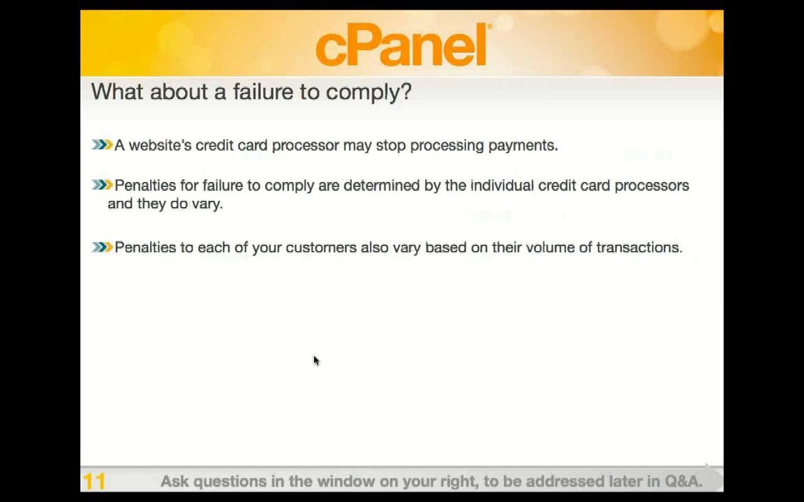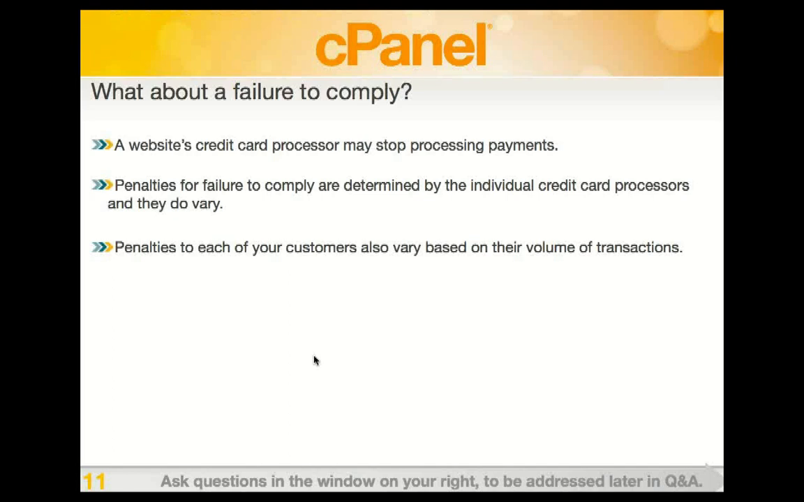So, what about a failure to comply? If you run an e-commerce website and you fail PCI compliance, your website's credit card processor may just stop processing payments. And if you're relying on that for your business, that can be devastating.